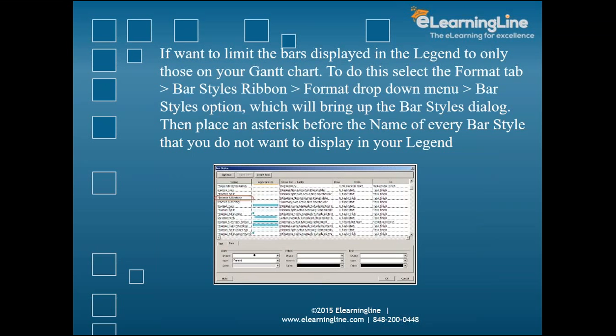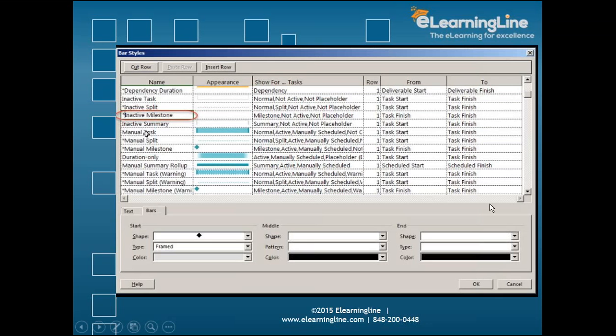So to do this, go to the Format tab, bar style ribbon, Format drop-down menu, and the bar style option, which will bring up the bar style dialog box. Place an asterisk before the name of every bar style that you do not want to display in your legend. So whichever have the asterisk, that means you are not going to see it in your legend report. Whichever doesn't have the asterisk, you're going to see it. So how does it look? This is exactly as you see here. At the very beginning, the dependency duration has it, inactive split has it, inactive milestone has it, milestone split has it, milestone task, milestone split, milestone. So these are the options where you have the asterisk.